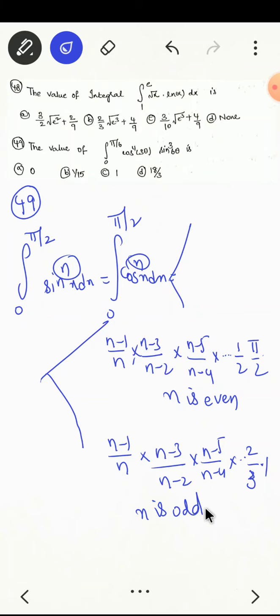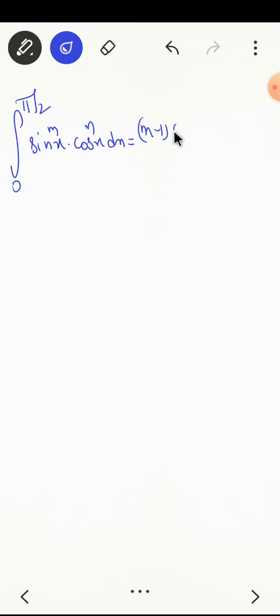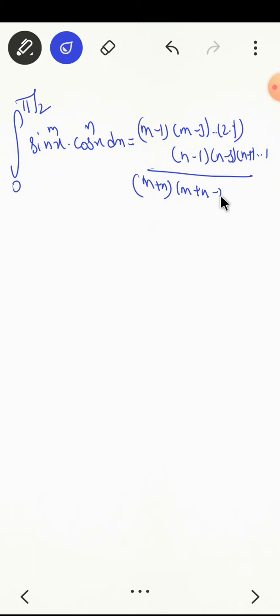And when n is odd, you have to do it like this. And one more formula we have, the integral from 0 to pi by 2 of sine power m x cos power n x dx, can be written as m minus 1, m minus 3 and so on down to 2 or 1, and in the same series n minus 1, n minus 3, n minus 5 and so on, divided by m plus n, m plus n minus 2, m plus n minus 4 and so on, into x.